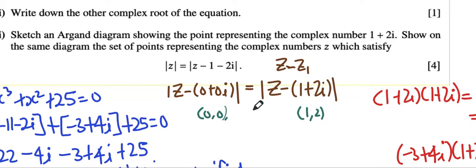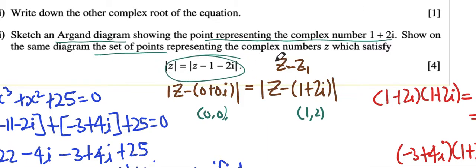So basically what they're asking is to sketch an Argand diagram showing the points representing the complex numbers 0 and 1 + 2i, and show on the same diagram the set of points. Set of points means they're looking at a locus. Since |z| = |z - 1 - 2i|, I'm looking at a locus that is exactly perpendicular between these two points.